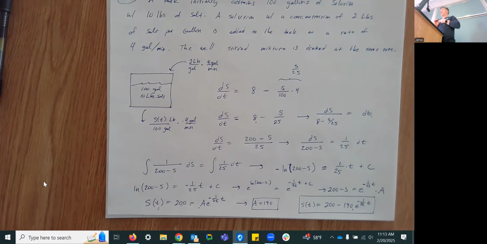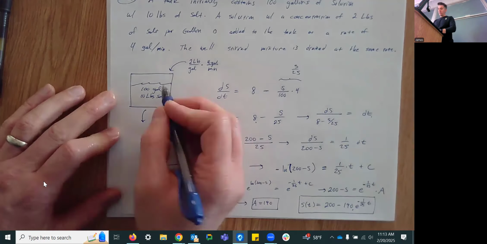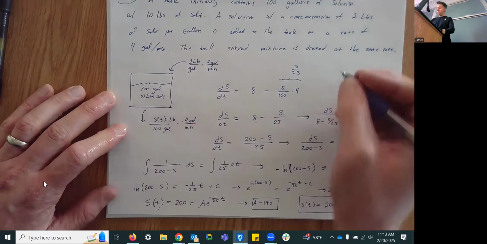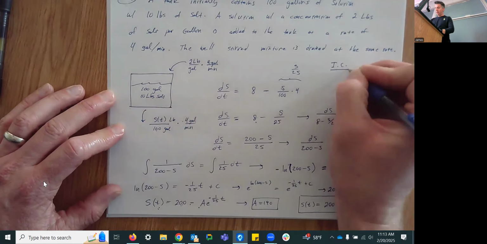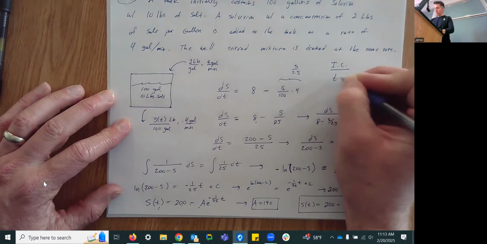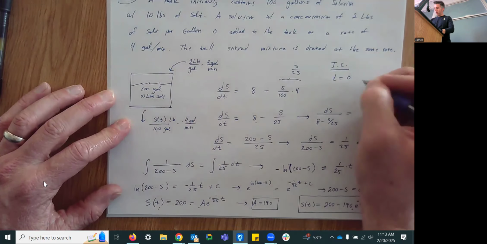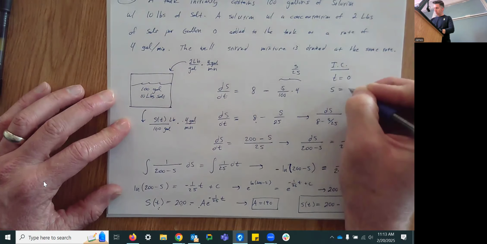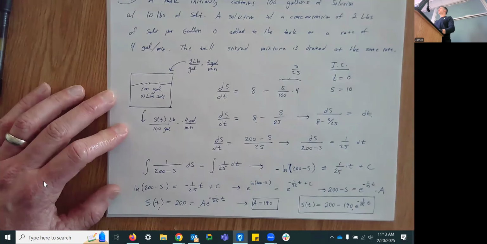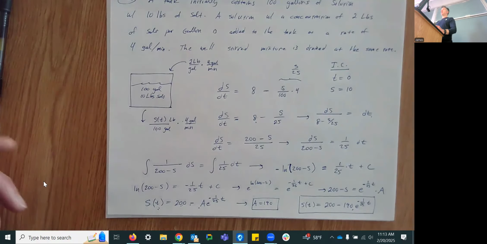Question. Yes. I plugged in the initial condition here, which I didn't write down, but my initial condition was that at time equal to 0, the salt was equal to 10. That's what I plugged in, which I knew because they told me at the beginning of this process there were 10 pounds of salt in the tank.